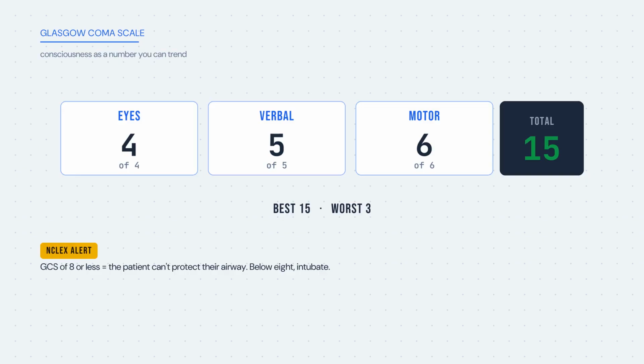Glasgow Coma Scale turns consciousness into a number you can trend. 3 responses: eyes, verbal, and motor. Eyes score 1 to 4, verbal 1 to 5, motor 1 to 6. Add them. The best possible is 15, the lowest is 3, and 3 means no response at all. The number everyone should know is 8. A GCS of 8 or less means the patient can no longer protect their airway, and that is the threshold where we intubate. Below 8, intubate.